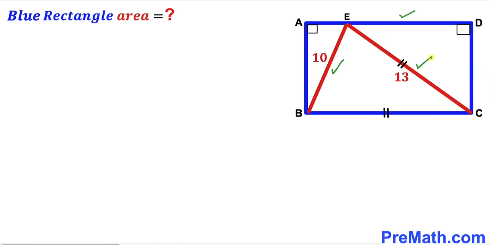In this video, we have this blue rectangle ABCD along with these two line segments BE and CE, as you can see in the given diagram, such that side BC length equals segment CE length. Moreover, segment BE is 10 units, whereas segment CE is 13 units. Our task is to calculate the area of this blue rectangle ABCD.